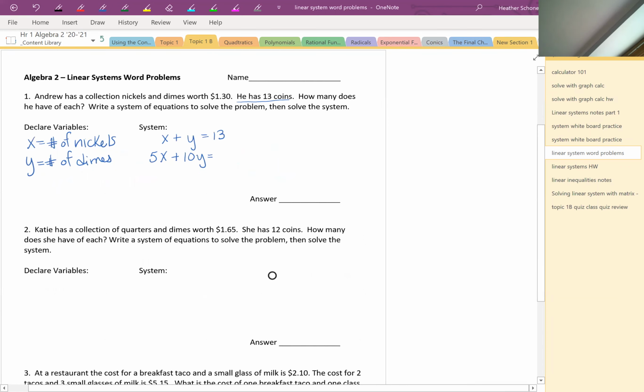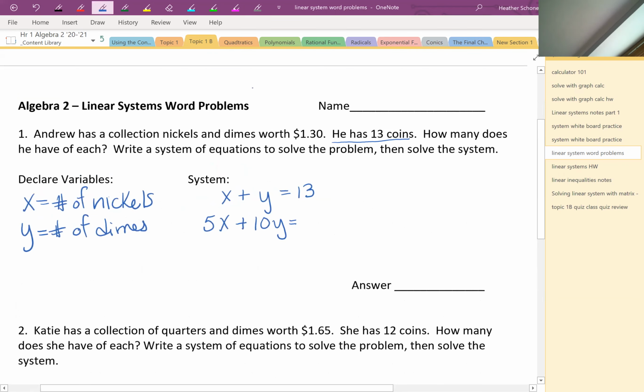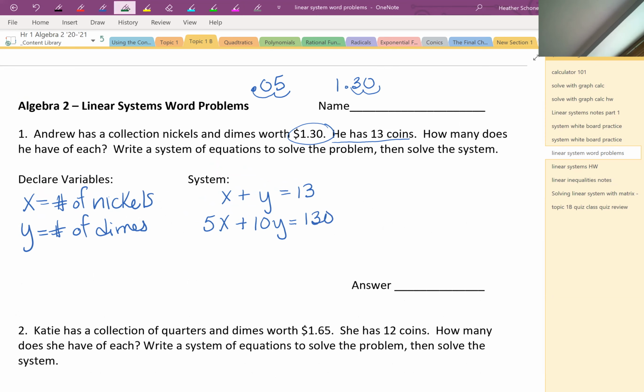Now, let's think about this for a second with the nickels. Nickels are technically 0.05, but we wrote 5 and we moved the decimal over twice. So right now I need to write the value of the money, which is $1.30. But to make it work, since I moved the decimal over twice on the left, I need to move it over twice here. So it's going to be 130. Now that I've got two equations with two variables, I'm going to solve my system.